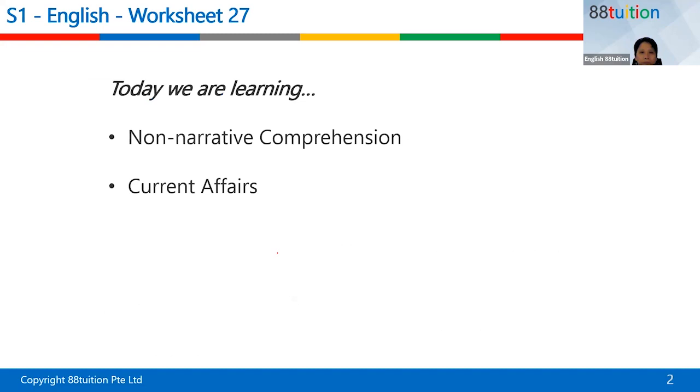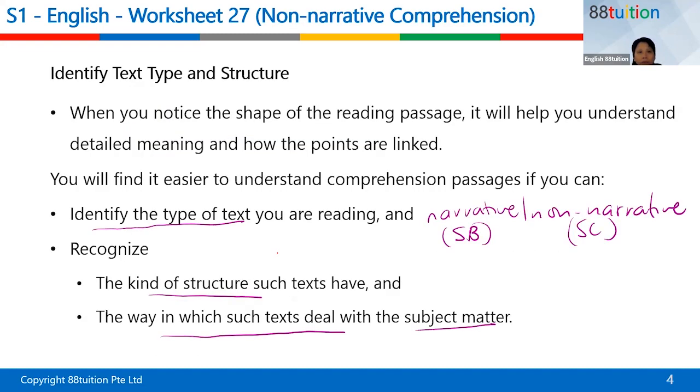Okay, so we move on now. Non-narrative comprehension and current affairs. So we are going to tackle the first one first. Identify text types and structure. I think by now, already in July going on to August, you would know the kind of text that you're reading, right? You would know a narrative text versus non-narrative text. A narrative text is one where it is more like a reflective essay, right? Or a story, all right? Then the questions are slightly different from non-narrative text.